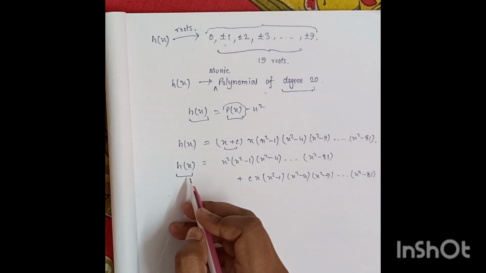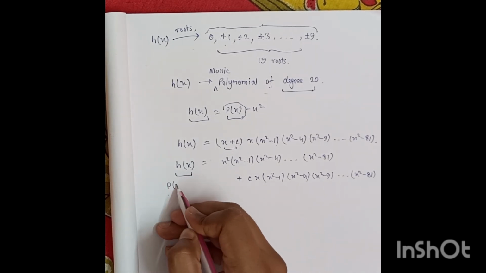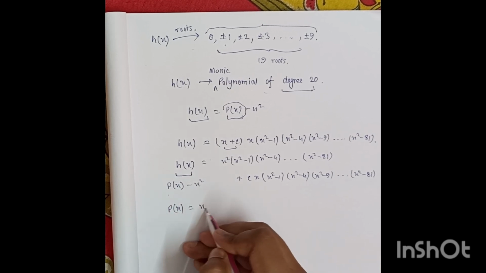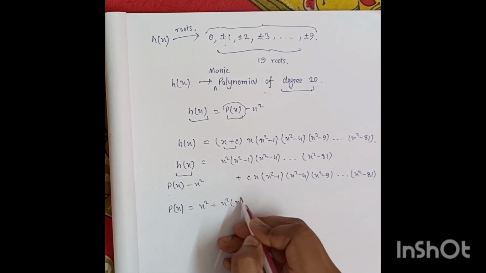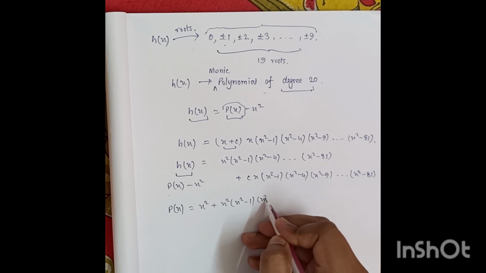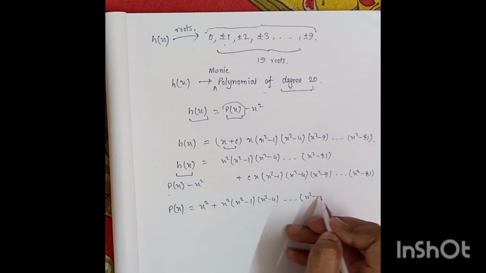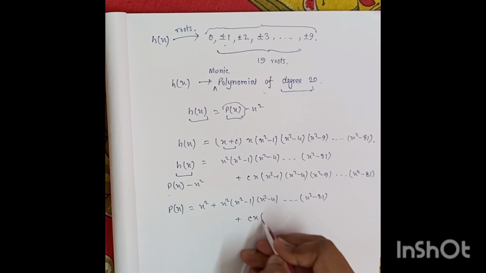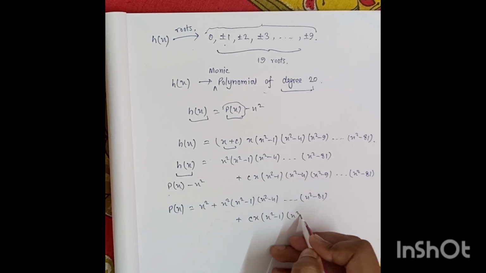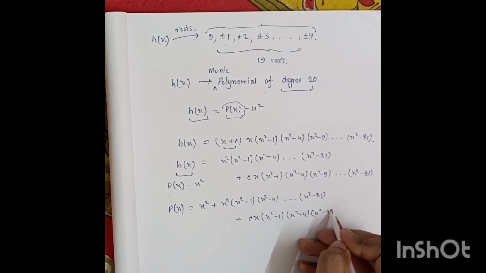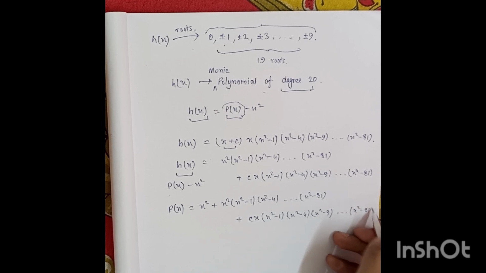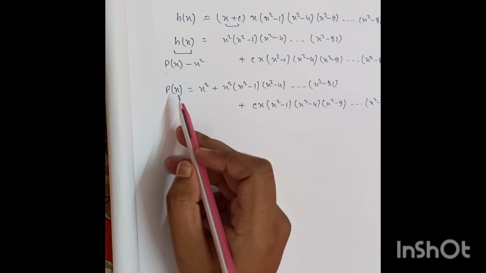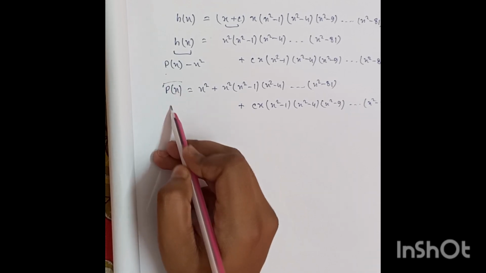So this is basically our h(x), and h(x) is what? p(x) minus x square. So p(x) is equal to x square plus x square into (x square minus 1) into (x square minus 4), and so on up to (x square minus 81), plus c times x into (x square minus 1) times (x square minus 4) times (x square minus 9), and so on up to (x square minus 81).